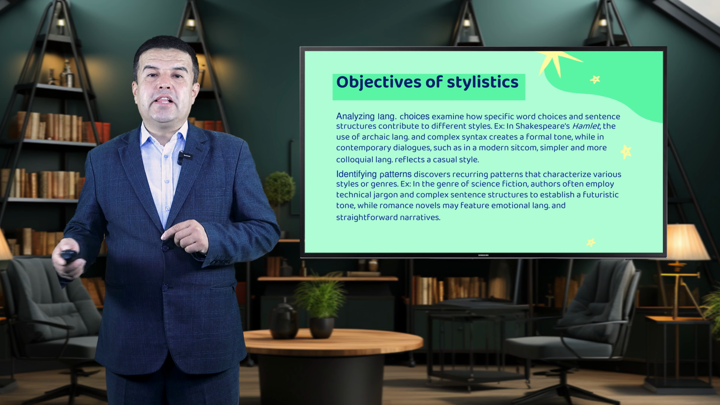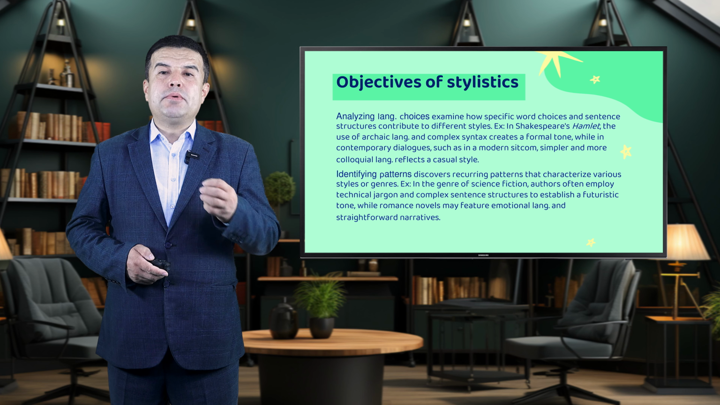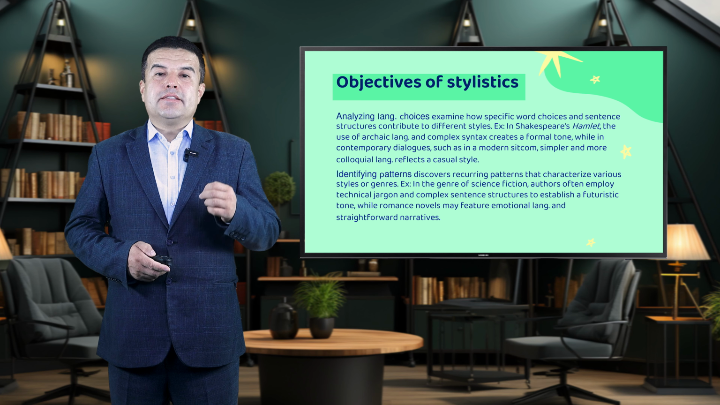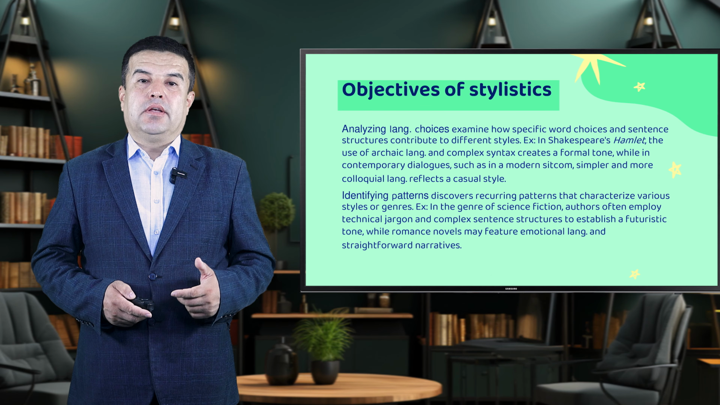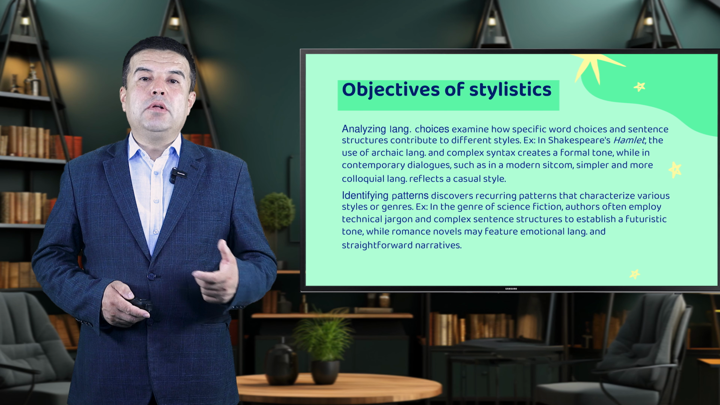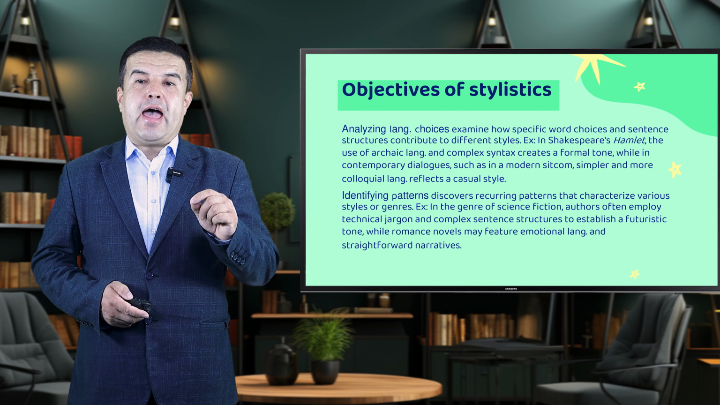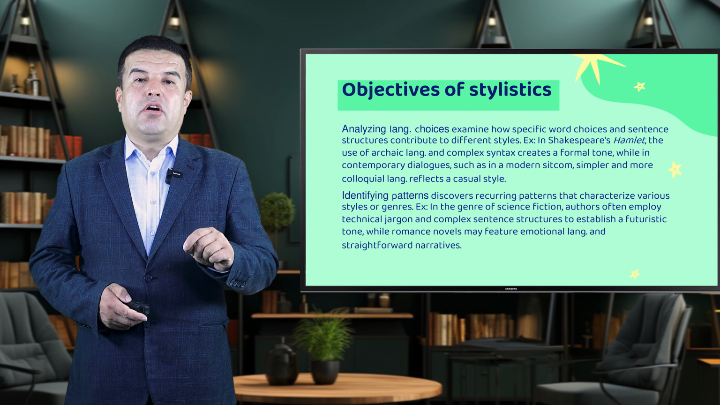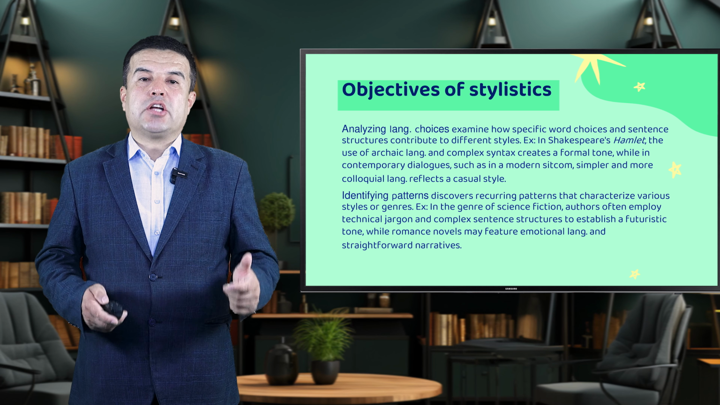The objective of stylistics: analyzing language choice. Examine how specific word choices and sentence structure contribute to different styles. For example, in Shakespeare's Hamlet, the use of archaic language and complex syntax creates a formal tone, while in contemporary dialogues, such as in a modern sitcom, simpler or more colloquial language reflects a casual style.